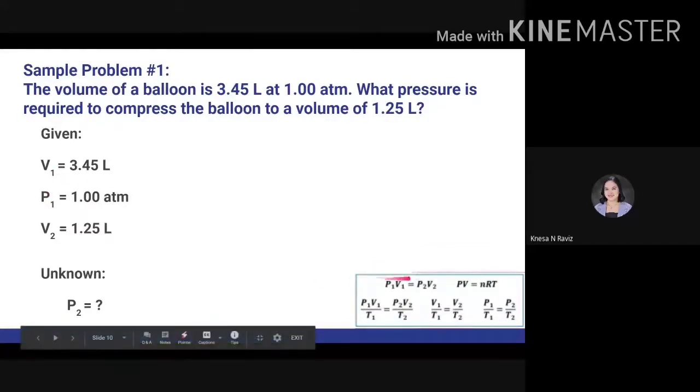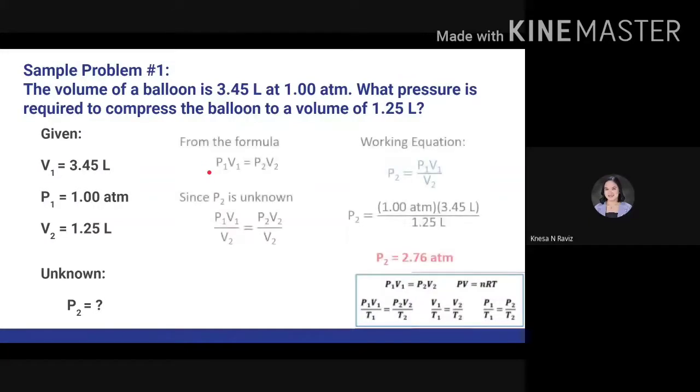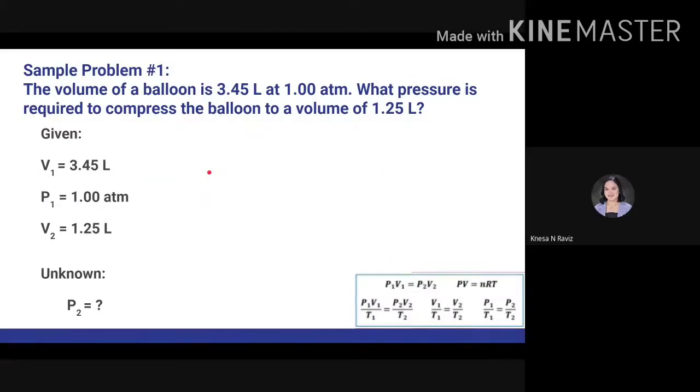So we look at the equations here. Which equation involves pressure and volume? This one. So that is what we're going to use. Well, it's actually Boyle's law, if you remember. Oh, but before that, knowing that for Boyle's law, pressure and volume are inversely proportional to each other.